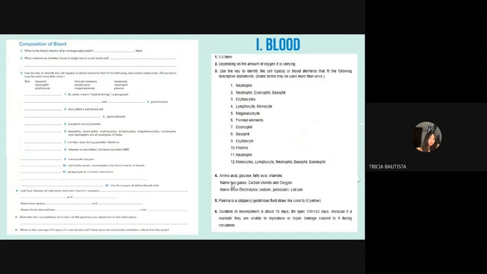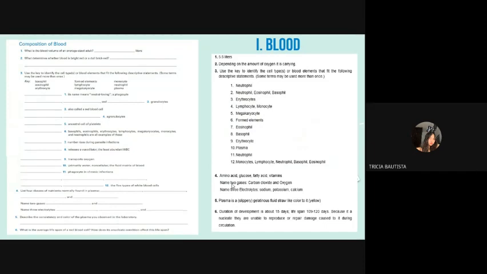Number 11, phagocyte in chronic infections. These are the monocytes, lymphocyte, neutrophil, basophil, and eosinophil. Well, number 4, list 4 classes of nutrients normally found in plasma. Our answer is amino acid, glucose, fatty acid, and vitamins. These are the nutrients that are found in plasma. Well, the two gases are carbon dioxide and oxygen. Name 3 electrolytes. The 3 electrolytes are sodium, potassium, and calcium.